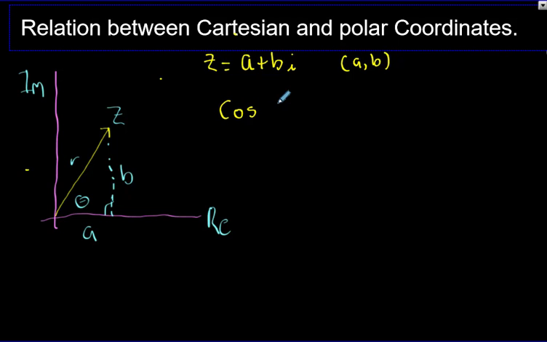The cosine of theta, our argument, would be our adjacent over our hypotenuse. So it'd be a over b. And then I'm sorry, I will call this not a over b, but a over our modulus, which is r, and then I could solve for a. A is equal to r times the cosine theta.